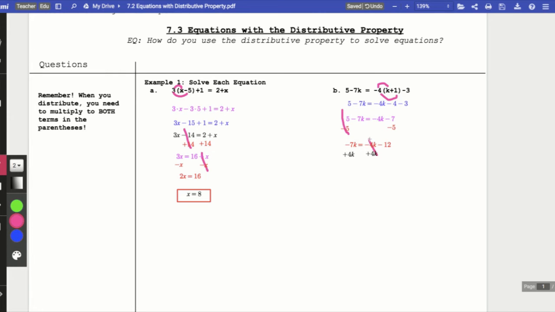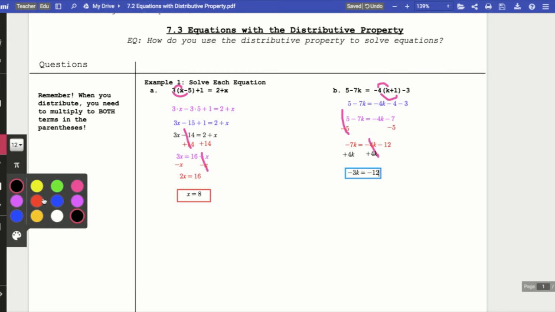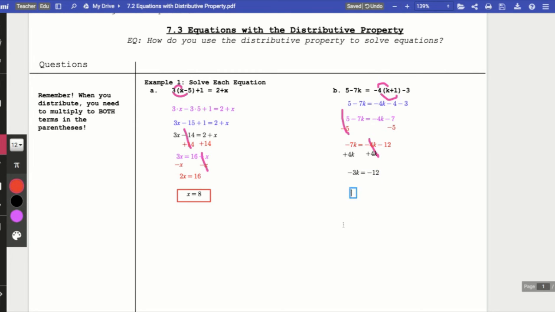All right, so that cancels. And when I multiply, I'm now going to be left with negative 3k equals negative 12. And then last step is that division that we always do. So when I divide, I'm going to have negative 12 divided by negative 3, which is 4. So k equals 4.